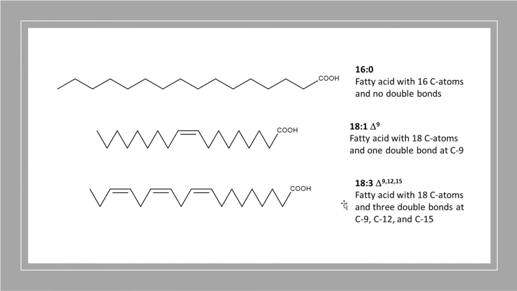The unsaturated fatty acids, as you can see here, present one or more unsaturations or double bonds. The notation for fatty acids that are saturated is, for example, 16:0. It means that it has 16 atoms of carbon and 0 double bonds. When you have this notation 18:1, delta 9, it means that it has 18 atoms of carbon, 1 double bond that is in carbon 9, and so on, as you can see here.